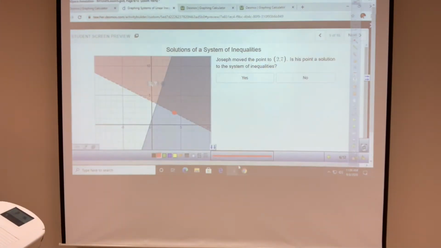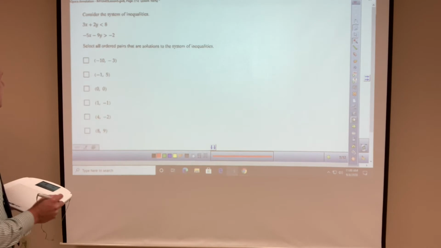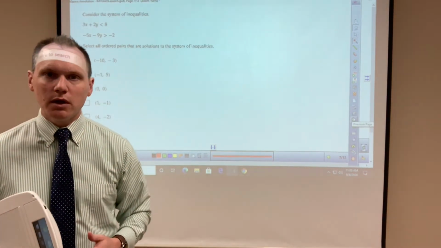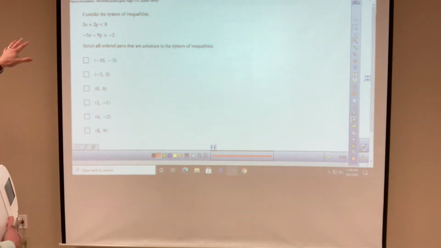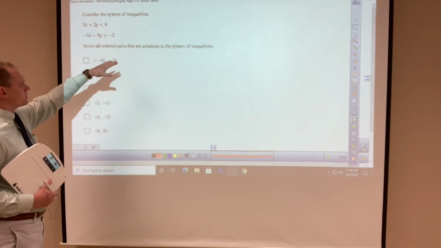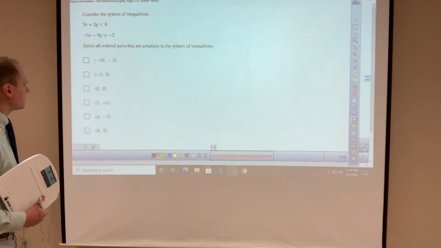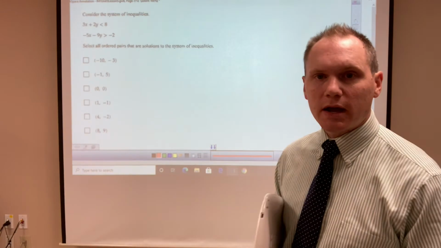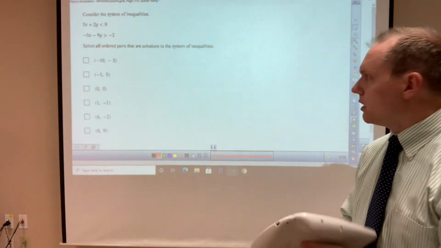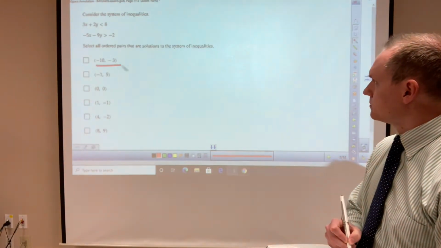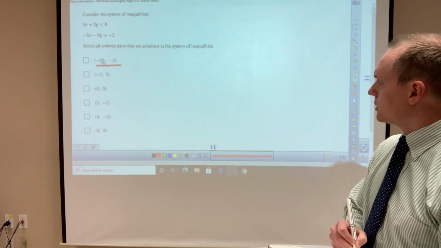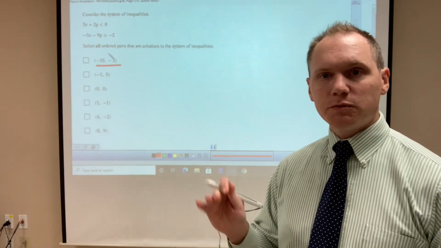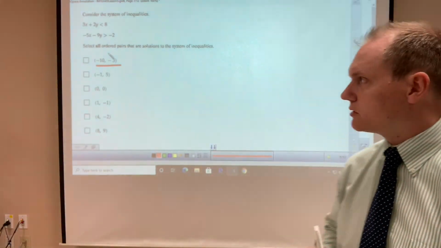Okay, let's hop back into this and look at our next example here. This is actually a TN Ready type problem where it says, we got the system of inequalities, select all ordered pairs that are solutions to this system of inequalities. So there are a couple ways we could do this. One way is we can actually just substitute the values in. So let's check the first one here. We're gonna put -10 in for the x values, and remember, it's gotta satisfy both. This point has to satisfy both inequalities.